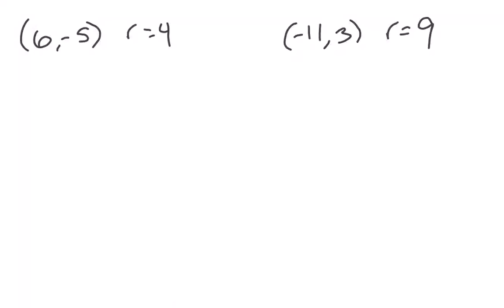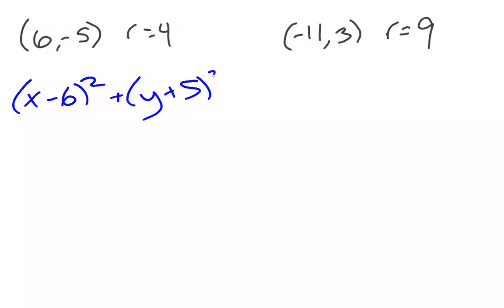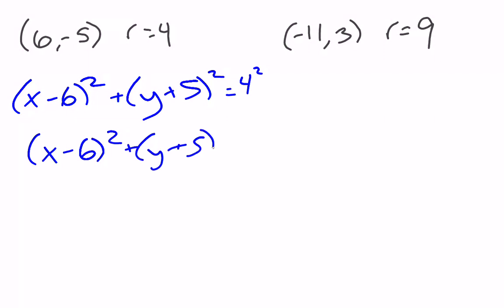Alright, the first section has you substitute your center and radius into the equation. What you need to remember is that you need to change the sign when you put it inside the parentheses. So my first equation will be (x − 6)² + (y + 5)² = my radius squared. So my final answer is (x − 6)² + (y + 5)² = 16.